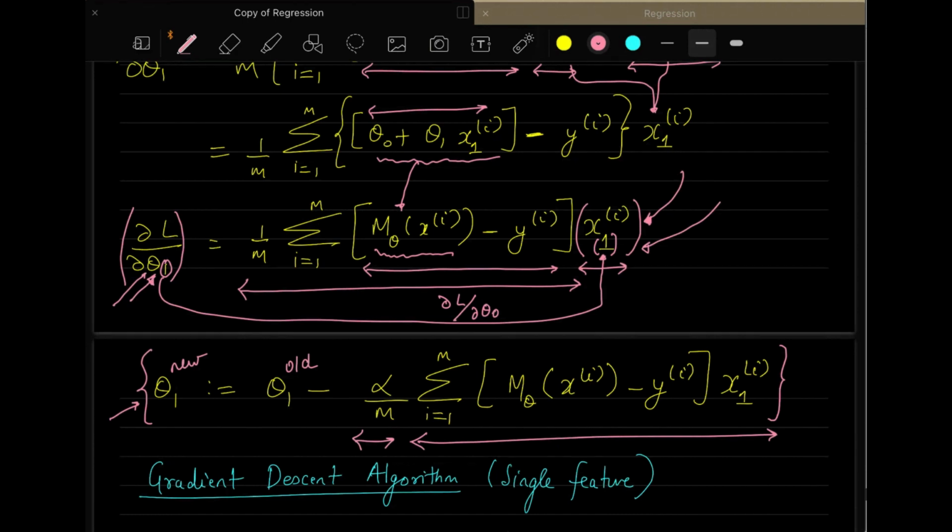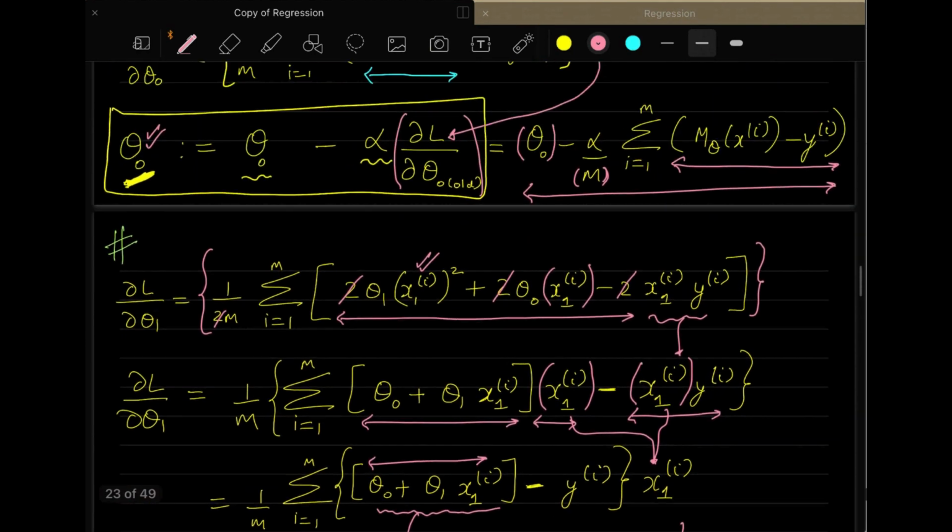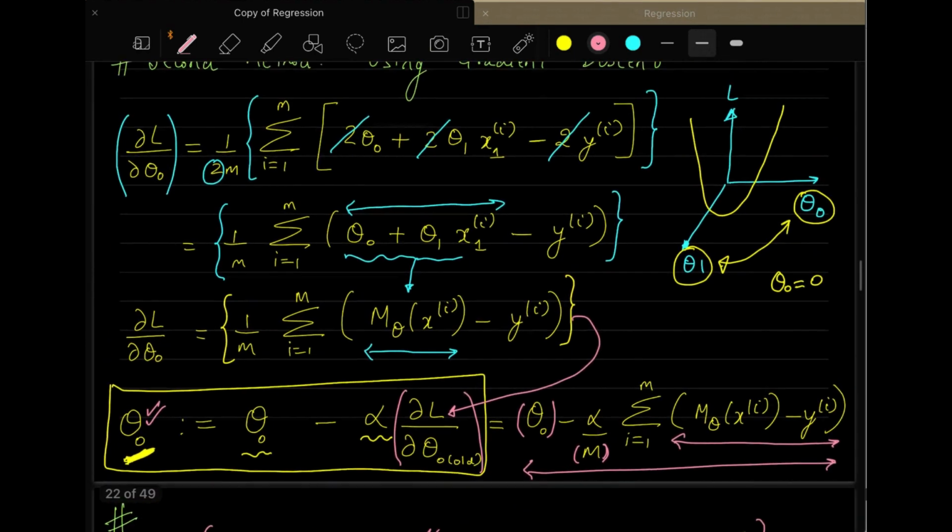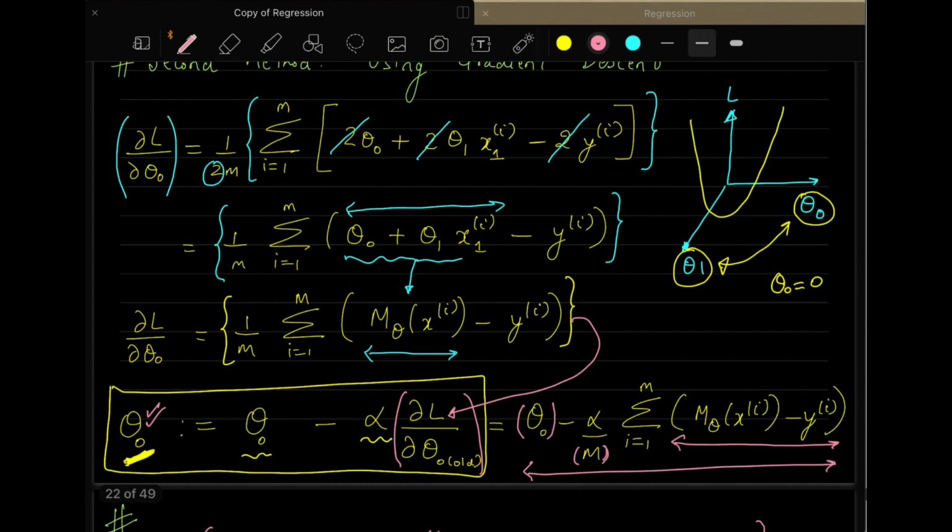Sir, can you please show dL by d theta naught? Okay, a few slides back, this way. So there we don't have the theta naught term, just this expression. Then while calculating dL by d theta 1, we multiply the theta naught part in the alpha by m, right? Yes.